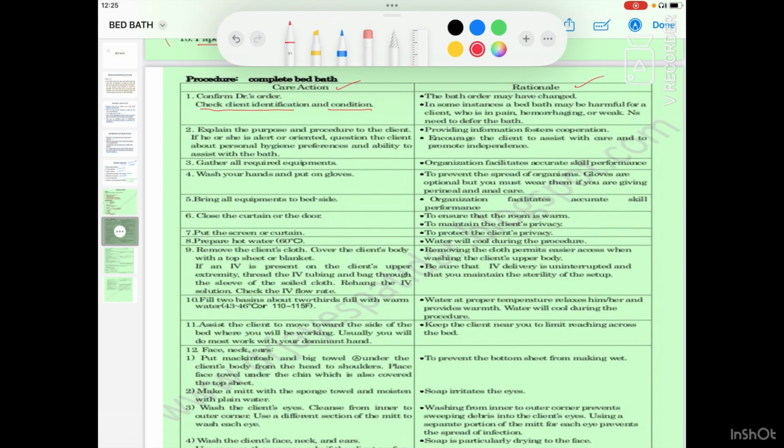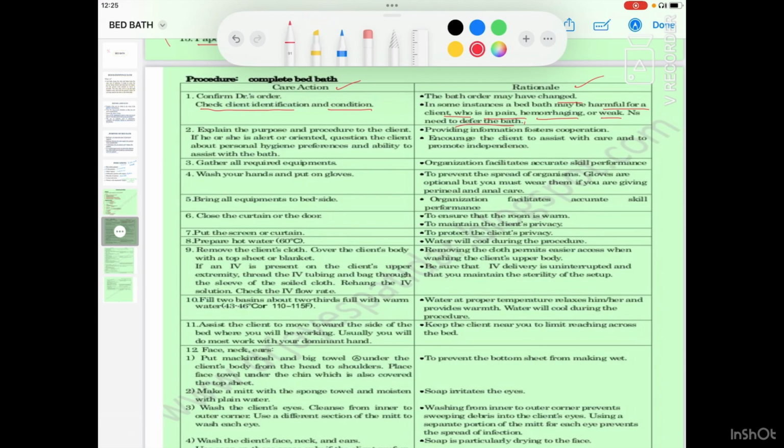The bath order may be changed, so we check again whether the order has changed or not. In some instances, a bed bath may be harmful for a client who is in pain, has hemorrhage, is weak, or has an illness, and needs to be referred. In some cases the bath will be cancelled. Again, we will check once again.